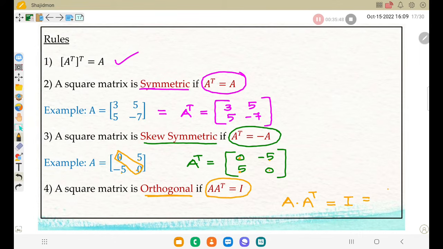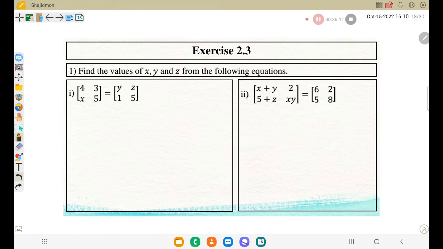What is the identity matrix? Just now discussed before, 1 0 0 1, or 1 0 0, 0 1 0, 0 0 1, like that, correct? So A multiplied by A transpose equals the identity matrix. If you are getting that, the matrix is an orthogonal matrix, okay? A is an orthogonal matrix. So I hope you understood this idea, these rules. Now we will come to the questions.